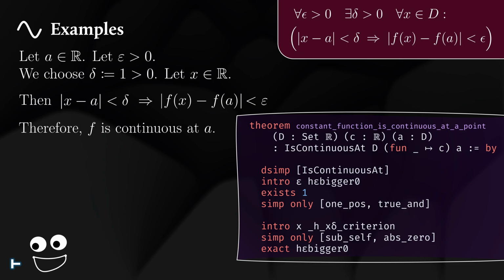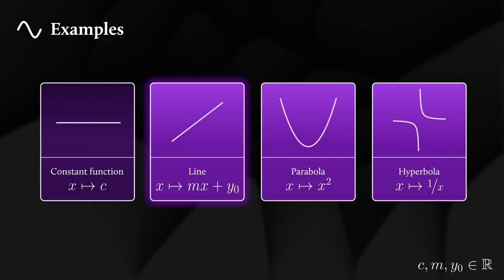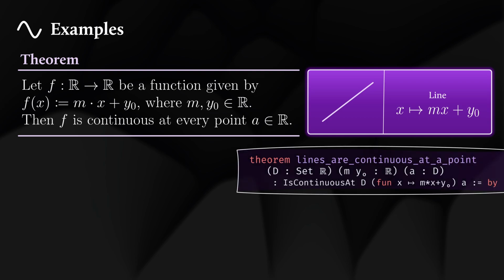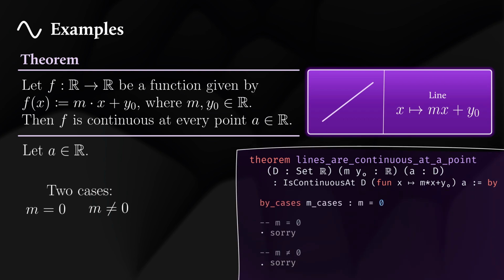We've proven that the constant function is continuous at any point a, and therefore it is continuous on its whole domain. Next example is a line. So our claim now is that if f is a function given by m times x plus y naught, where m and y naught are real numbers, then f is continuous at every point a. For this proof, we have to consider two cases, where the slope is 0 or where it's different to 0. For that, we can use the by_cases tactic in Lean.